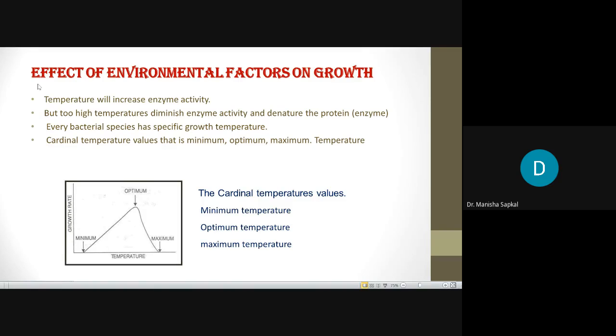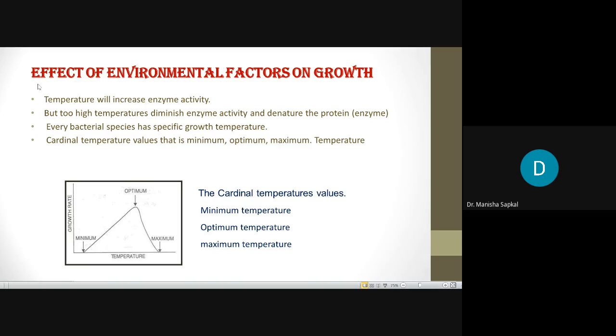So, in the last lecture we completed the first topic, that is growth, and from this lecture we are starting the second topic, that is the effect of environmental factors on the growth of bacteria. Under this topic we are going to study different environmental factors like temperature, pH, salt, heavy metal and radiation, and what is the effect of these different factors on the prokaryotic cell, that is the bacterial cell.